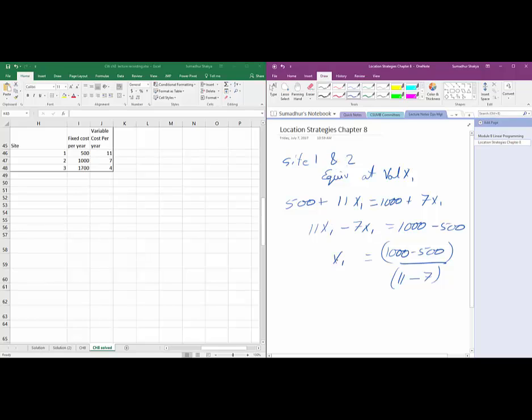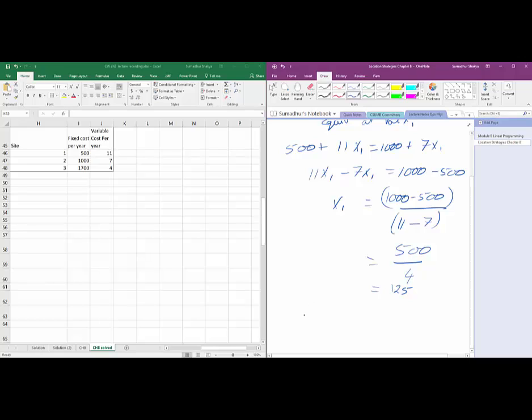At this point, a rational business manager is equally likely to choose site 1 and site 2. So this will come out to be 500 divided by 4, which happens to be 125. So similarly, we are also going to calculate the equivalency point between site 2 and site 3. That would give us an equation of 1000 plus 7x2 equals 1700 plus 4x2.